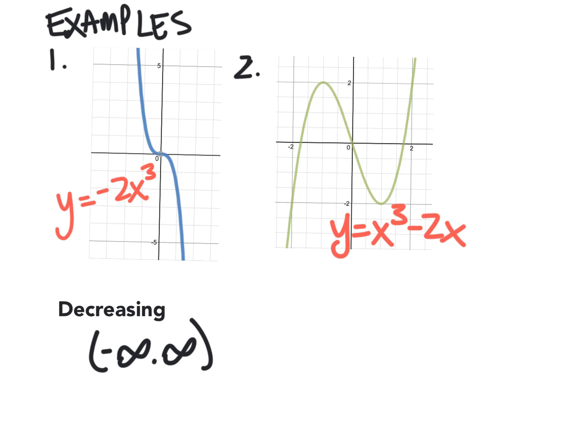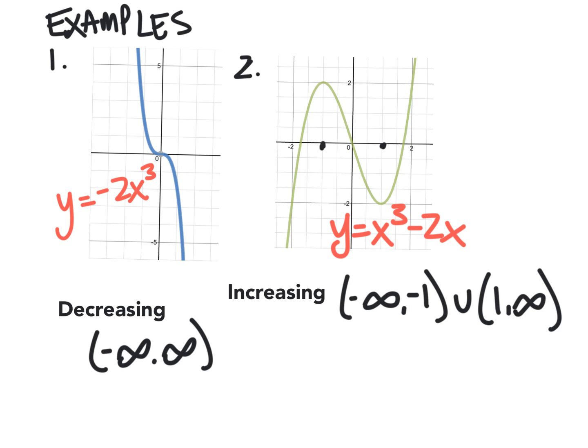In this next example, we can see that the function increases, decreases, and then increases again. So our intervals are determined by these x values of -1 and 1. I can say that this function is increasing on the intervals -infinity to -1, union 1 to infinity, and decreasing from -1 to 1. Notice that I only use parentheses because at -1 and 1 it is both decreasing and increasing, so we don't include those numbers.